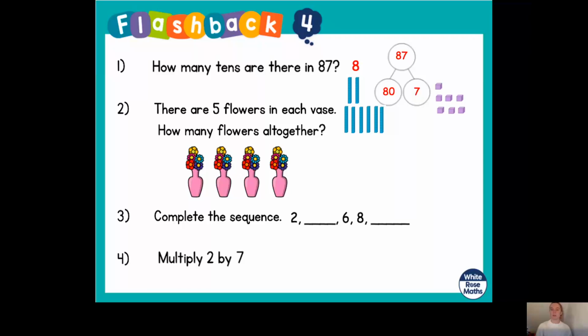And we can show this using our base 10. So I have 8 10s and 7 1s. And we can put those pieces of base 10 together to give us the number 87.